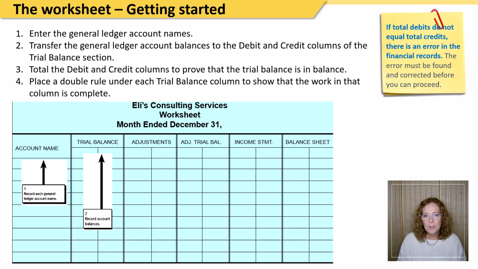The worksheet begins with the accountant transferring the information from the general ledger accounts into the worksheet. Enter the account names into the account name column and the debit amounts from the general ledger accounts into the debit column and the credits into the credit column.